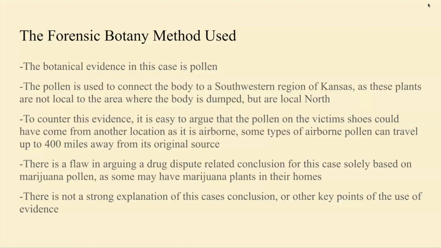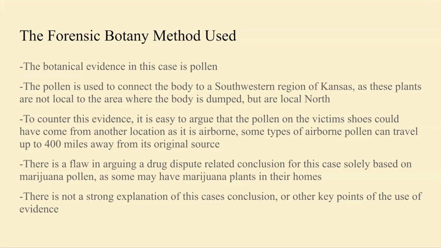So moving on to the forensic botany method that's used. The botanical evidence in this case is pollen. There are 3 specific types of pollen that were found on this body, and that is marijuana pollen, alder pollen, and buffalo berry pollen. The pollen is used to connect the body to a southwestern region of Kansas, as these plants are not local to the area where the body is dumped, but are local north.